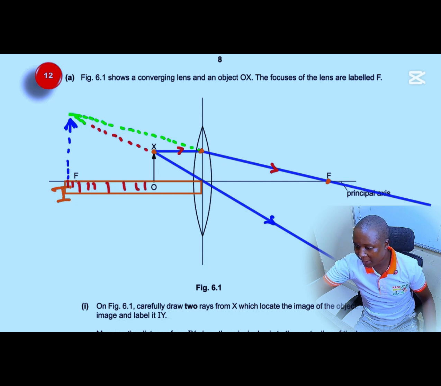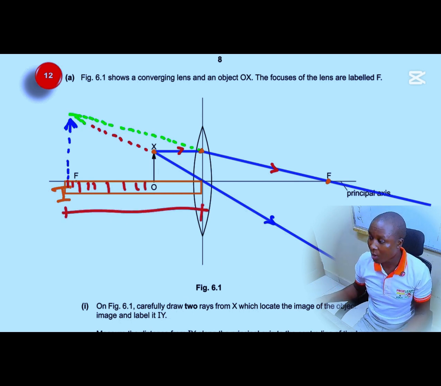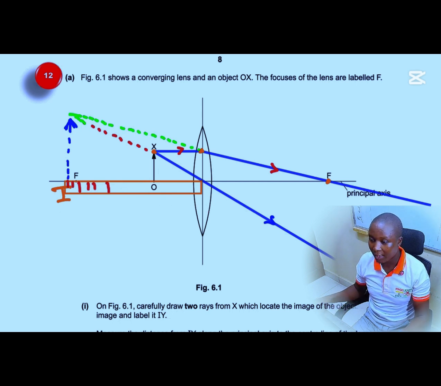Okay, measure the distance IY along the principal axis to the center of the lens. So you'll measure this distance up to that particular point. Basically, you are going to use your ruler there in order to measure the distances.